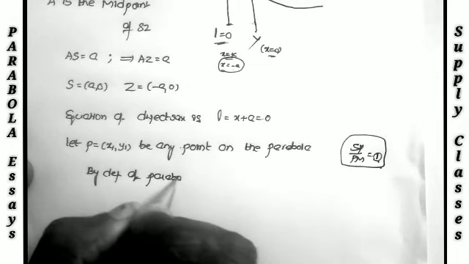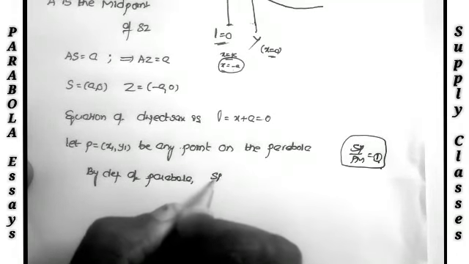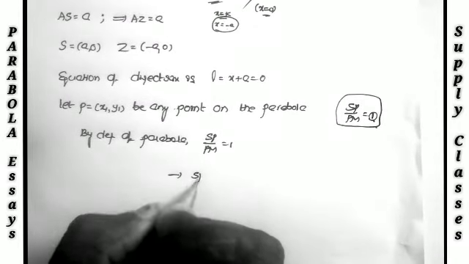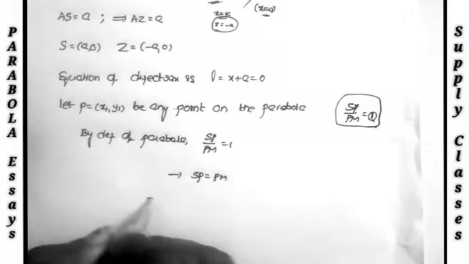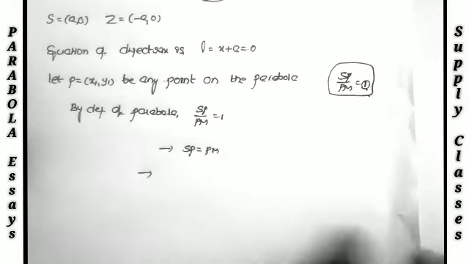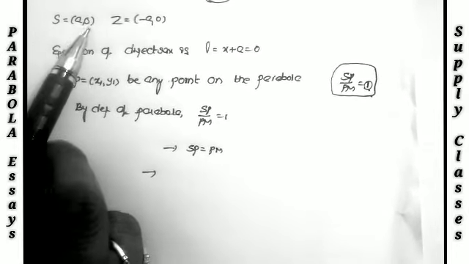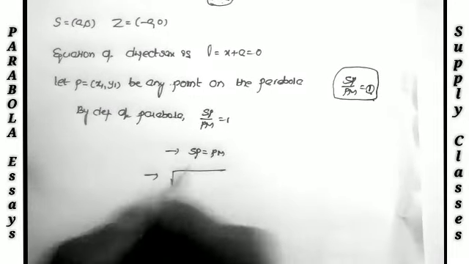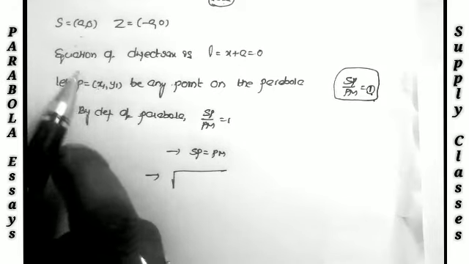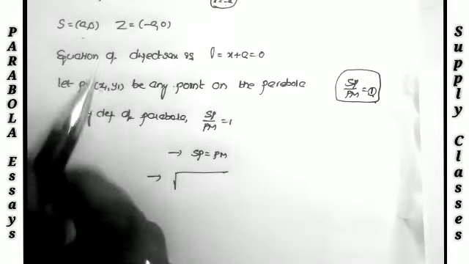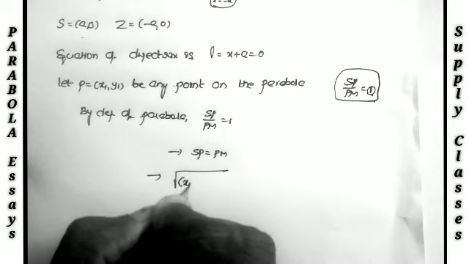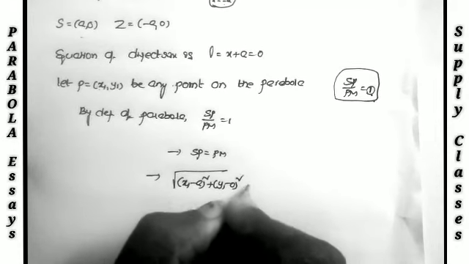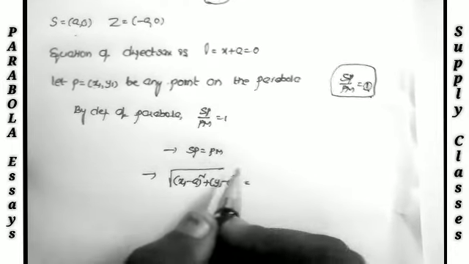By definition of parabola, what is the definition here? SP/PM is equal to e, which implies SP is equal to PM. What is the SP value? SP is the distance between S and P. We have S equals (a, 0) and P equals (x1, y1). Now the distance SP is the square root of (x2 minus x1) whole square plus (y2 minus y1) whole square, that is, the square root of (x1 minus a) whole square plus (y1 minus 0) whole square, which is equal to PM.